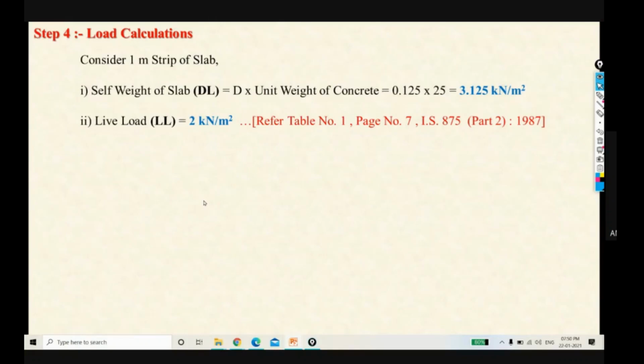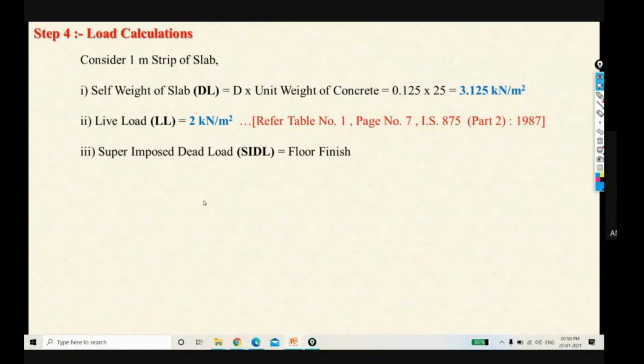Generally for the balcony and hall we are considering, and I think in the kitchen room also, 3 kilonewton per meter square live load, and in all other areas the live load is 2 kilonewton per meter square. So just go through that IS code, you can find the live load as per the different area. For this condition, just consider live load is 2 kilonewton per meter square.